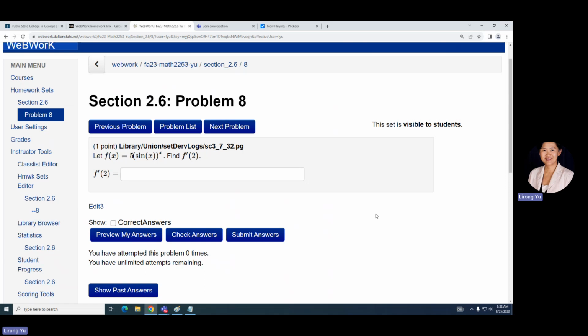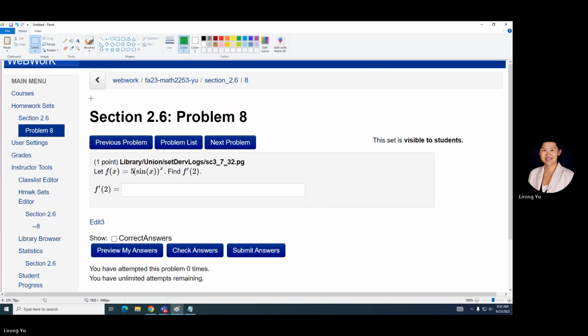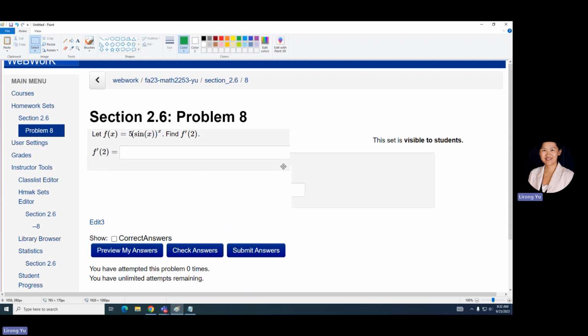This is question 8, in 2.6. If you remember, 2.6 was implicit differentiation. So we were supposed to find the derivative using implicit differentiation. Let me try to give a few more examples of this. It's called differentiation using implicit differentiation.